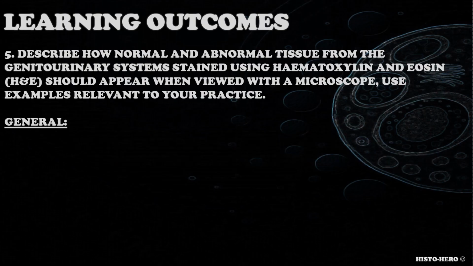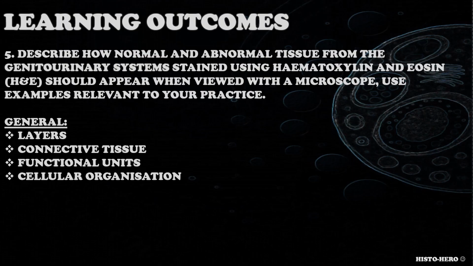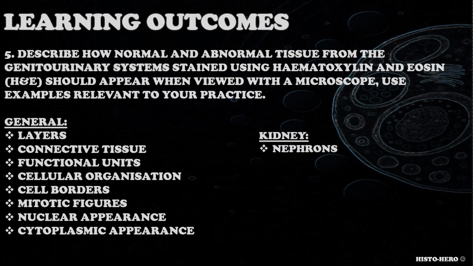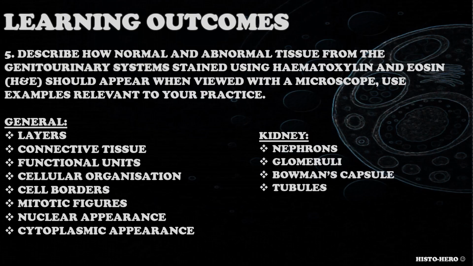Do they know the characteristic features of genitourinary tissue that can be used to identify it? In general, candidate could consider layers like mucosa, muscularis layers, connective tissue, functional units, cellular organization, cell borders, mitotic figures, nuclear and cytoplasmic appearance. Kidney and nephrons, the functional unit of a kidney, glomeruli, capillaries surrounded by Bowman's capsule, proximal convoluted tubule lined with simple columnar epithelium with brush border for reabsorption, distal convoluted tubule lined with simple cuboidal epithelium without brush border, loops of Henle for creation of osmotic gradient, collecting ducts for urine collection, cell types like podocytes, tubular, juxtaglomerular, or principal cells.